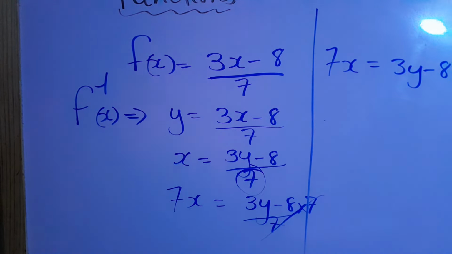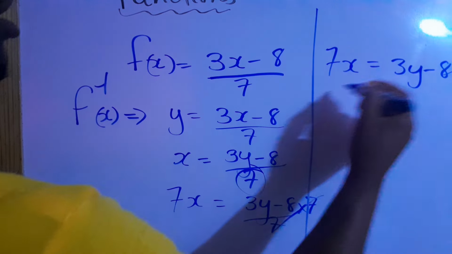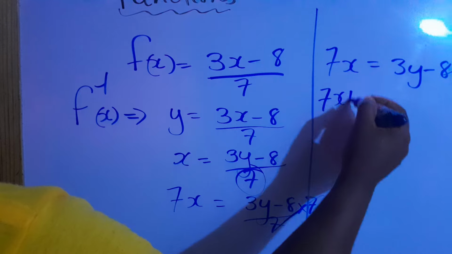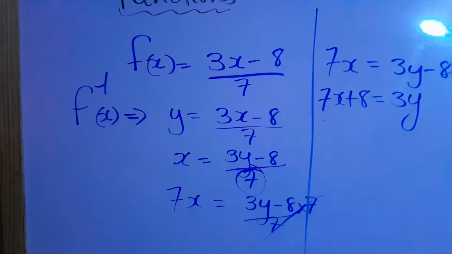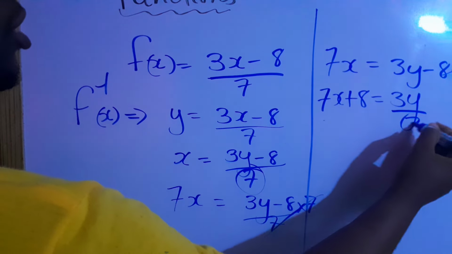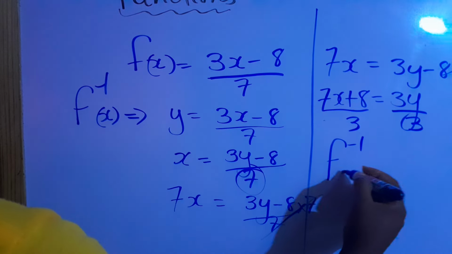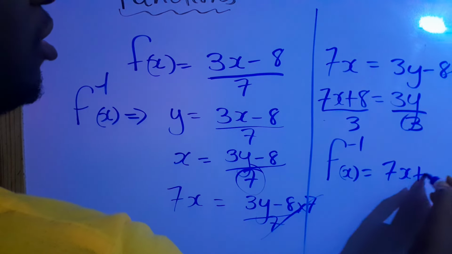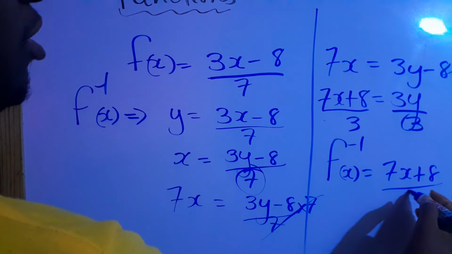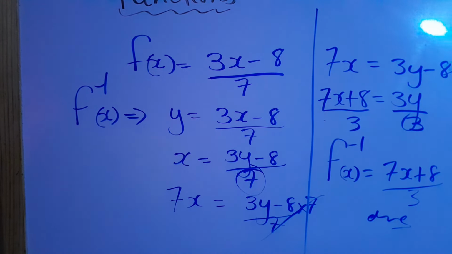Now remember, we want to get y by itself, so we take the opposite of -8, which is +8. Anything we do to one side, we do to the next side. So we're left with this now, 3y. And for the final step, we divide by 3, since we are multiplying. So long and short of it, f inverse is equal to 7x plus 8 divided by 3. And that would be our answer.